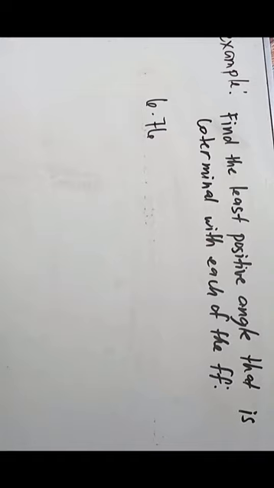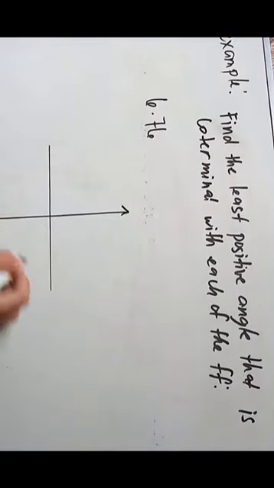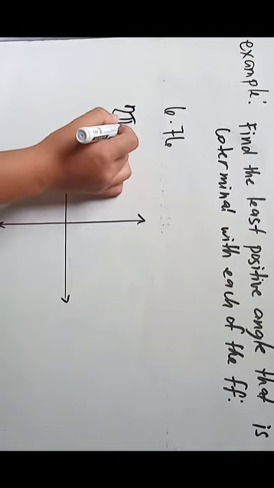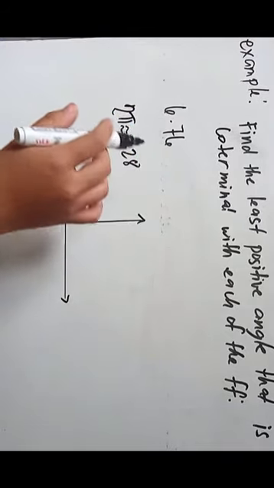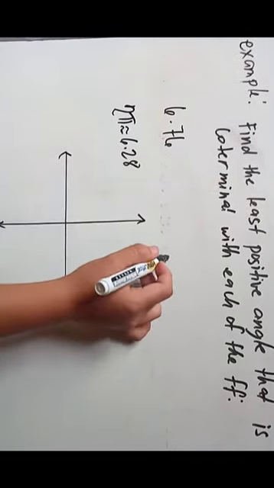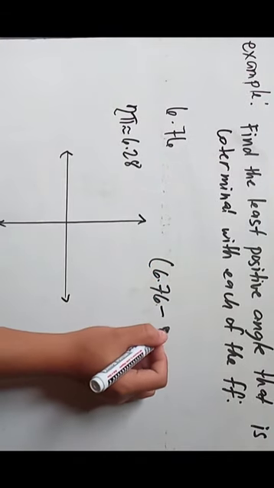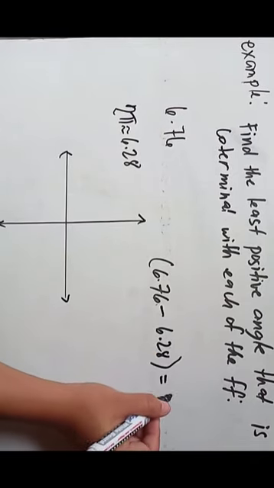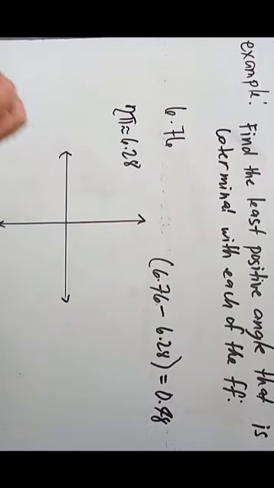To further understand, let's have an example in finding the least positive angle that is coterminal with each of the following. First, we have 6.76. Since the angle generated in 1 revolution is 2 pi, which is also equivalent to 6.28, the least positive angle having the same side is approximately 6.76 minus 6.28, and that is equal to 0.48.